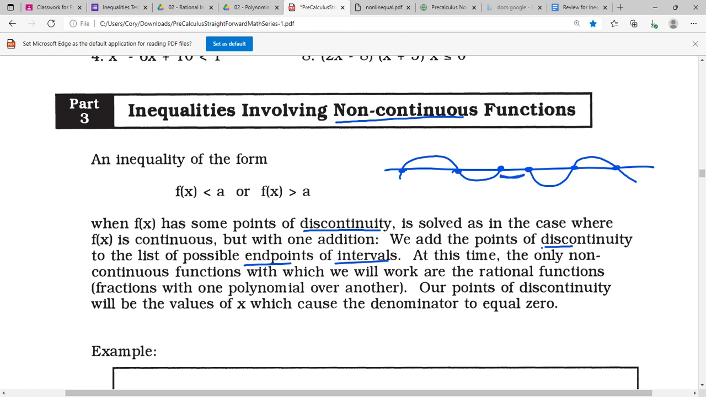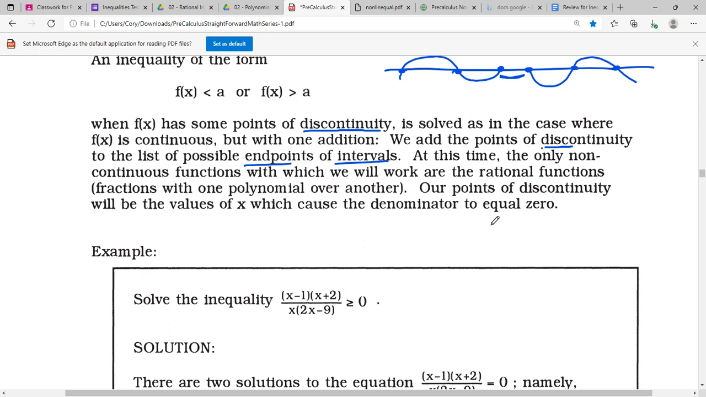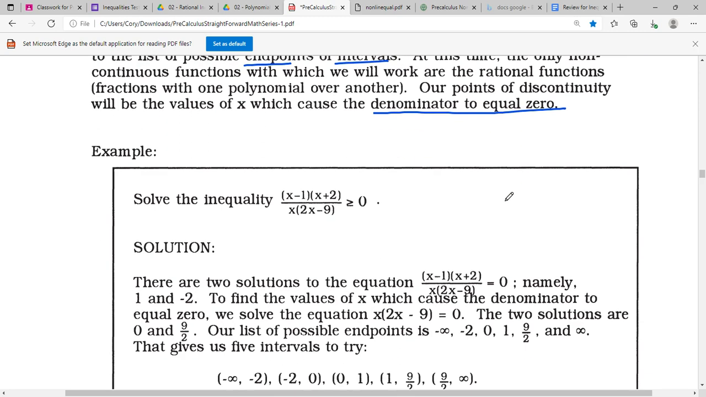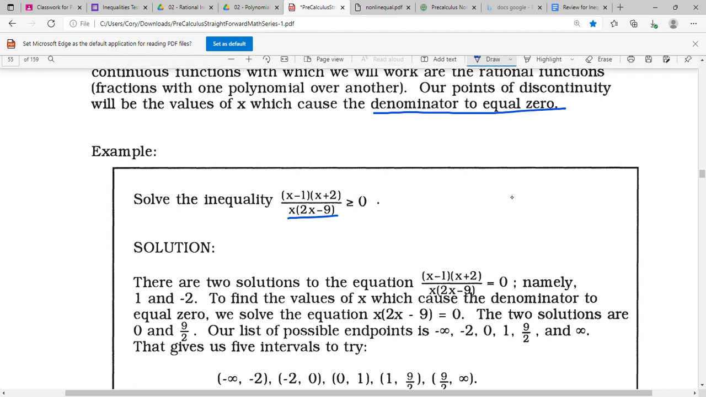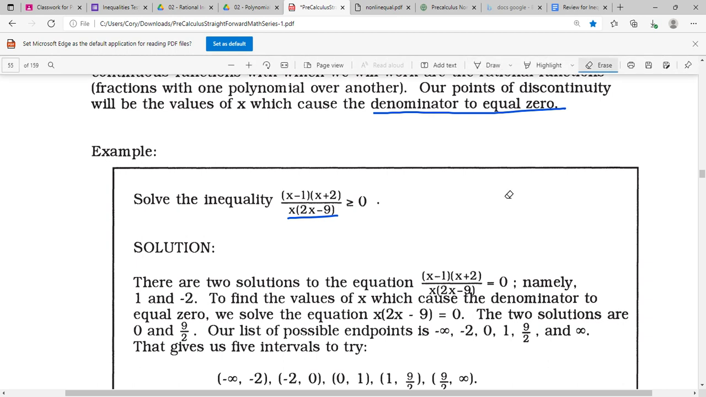The easy way to do that, it's easy peasy, we have to find out what our discontinuities are and put them in with our points. The way to do that is to figure out the numbers that make the denominator of the fraction 0. So these are just going to be ones that have a fraction. This one says solve the inequality. We've got x minus 1, x plus 2, and then we've got this on the bottom, right? So we have to figure out what makes that be 0. We can't have 0 on the bottom of a fraction. That's going to be our point of discontinuity, right? So where there is no answer.